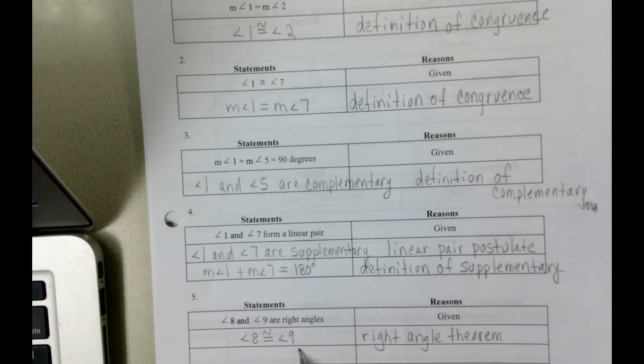And once we know that, since we could say that angle 8 is congruent to angle 9, we can also say that the measure of angle 8 is equal to the measure of angle 9. And that's our definition of congruence.